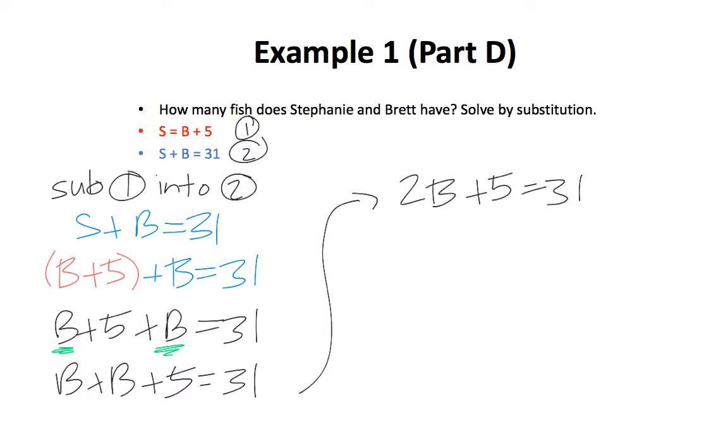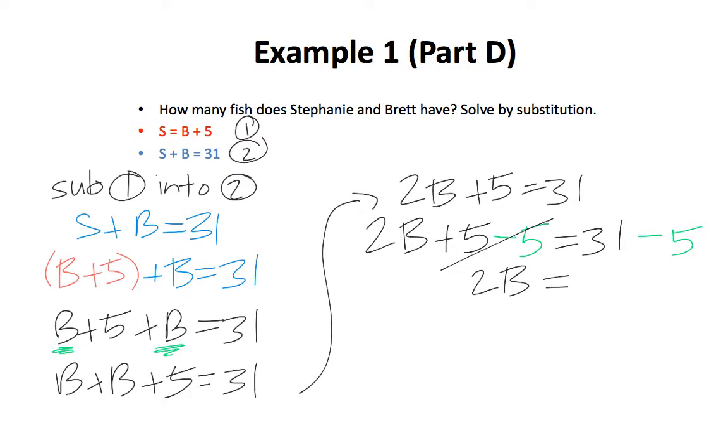Remember, we want to isolate B, but B is stuck with a multiply by 2 and a plus 5. To get rid of them, I need to do the opposite operation. I'm going to get rid of the plus 5 first, which means I'm going to subtract 5 from both sides of the equation. So I'm going to have 2B plus 5 subtract 5, which is equal to 31 subtract 5. Positive 5 subtract 5 cancels out, which leaves me with just 2B, and 31 subtract 5 is just 26.